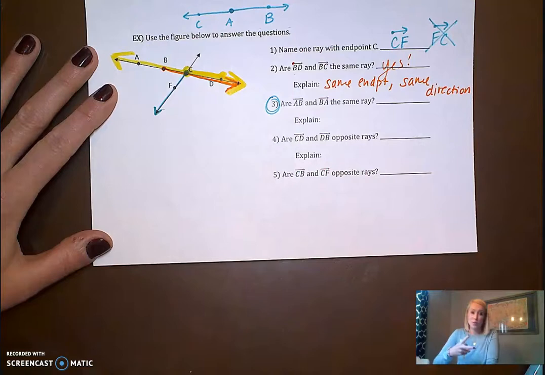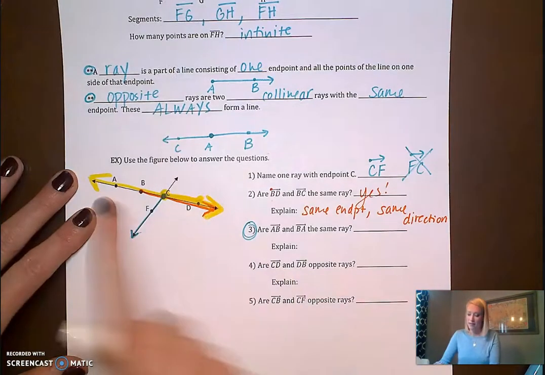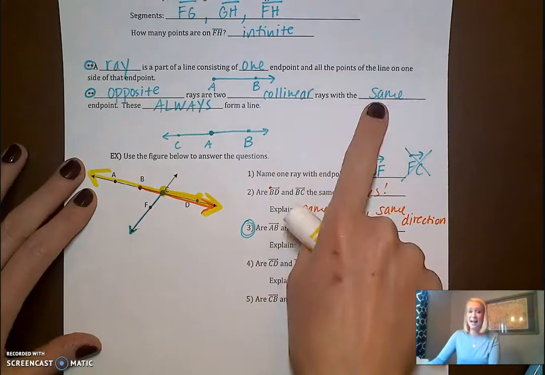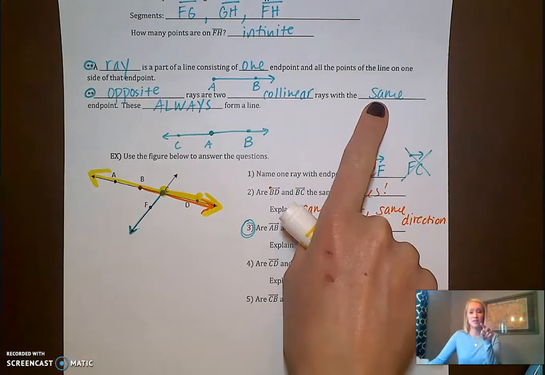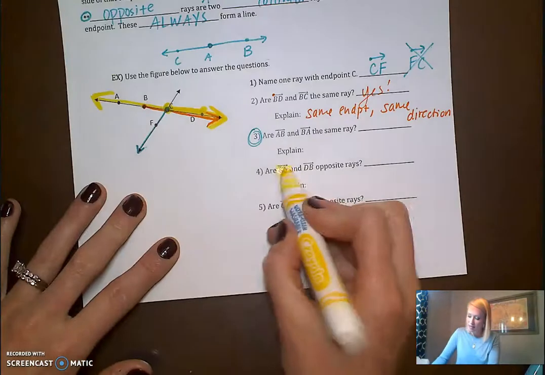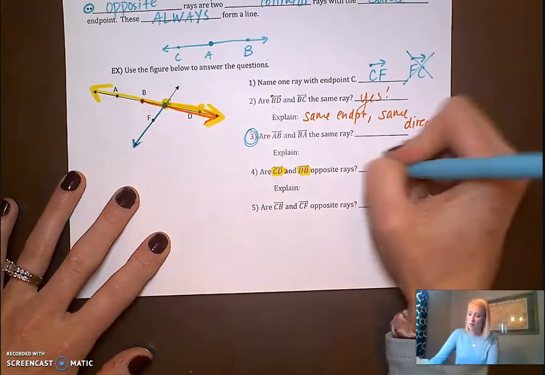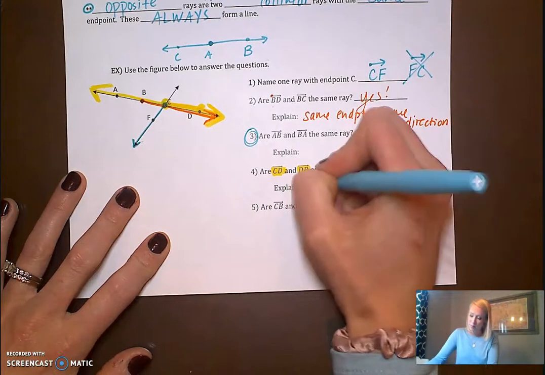Now, there are two parts here. They've got to form a line. Those do; I just colored the whole line in yellow. But they have to have the same endpoint. They've got to start at the same point. CD starts at C, DB starts at D. So this is a no. They have different endpoints.